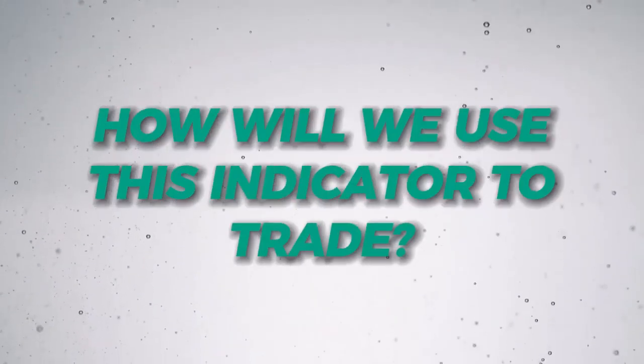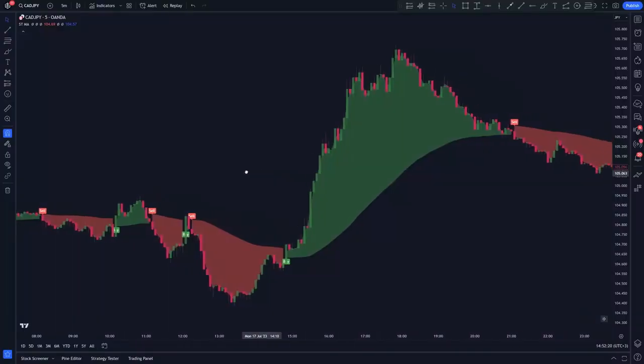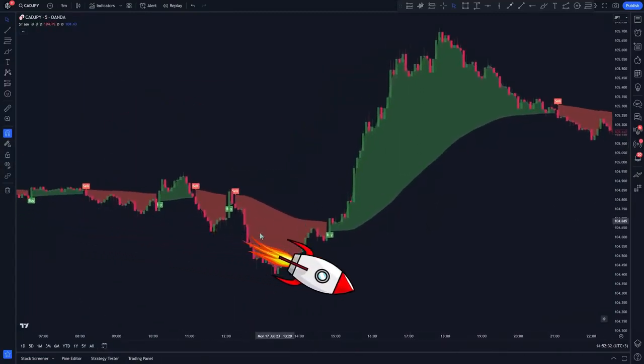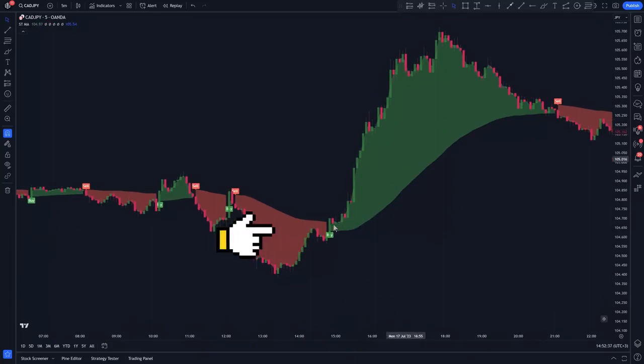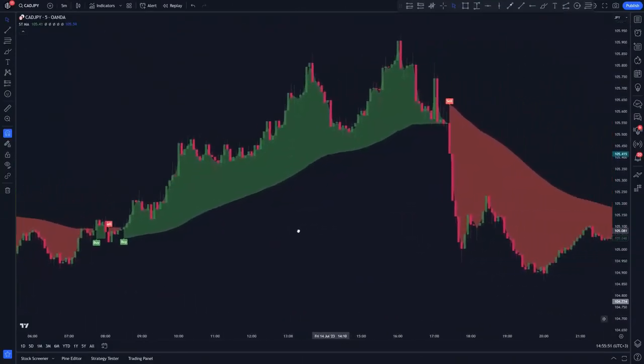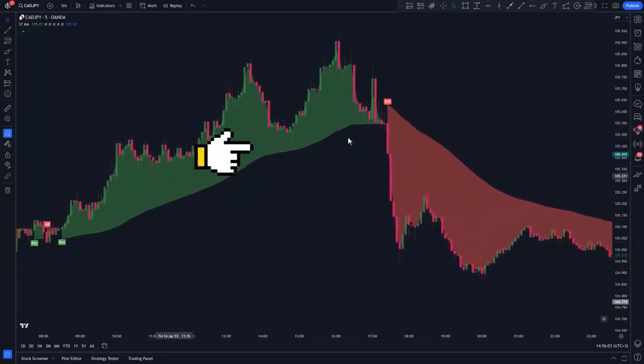Now, how are we going to be using this indicator to trade? Well, there are several ways. The first and most obvious one is to enter a buy position whenever the market trend shifts from bearish to bullish. That is going to be indicated when this trend highlighter changes color from red to green and a buy signal is printed right here. Conversely, we could enter a short trade whenever the trend shifts from bullish to bearish, and that is going to be indicated whenever the trend highlighter changes color from green to red and a sell signal is printed.